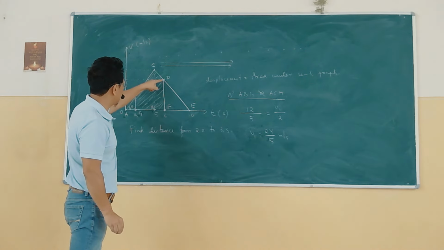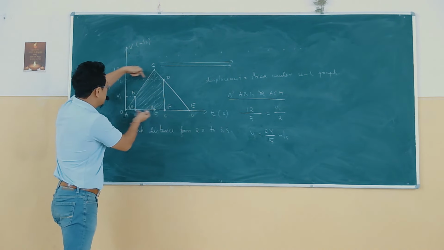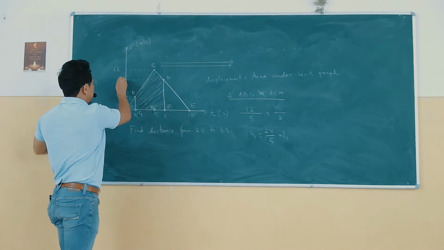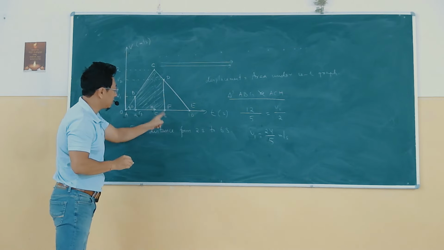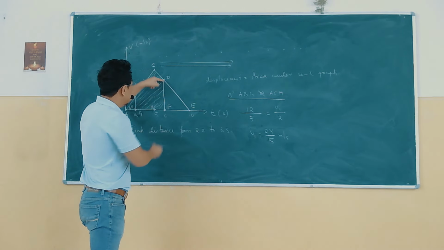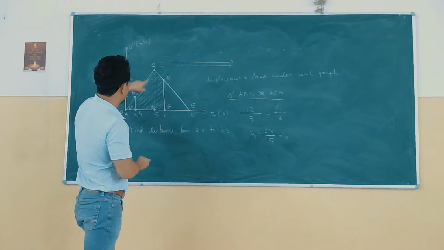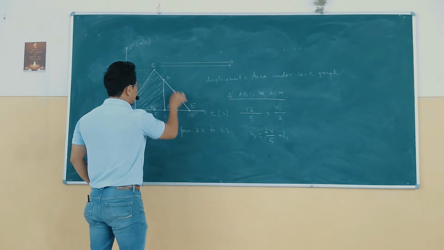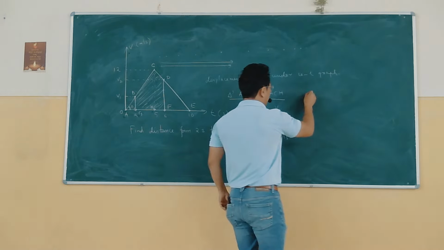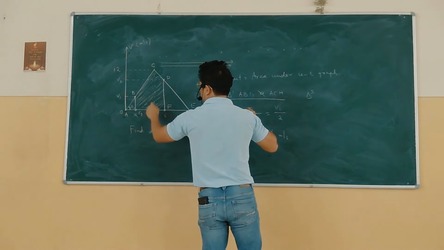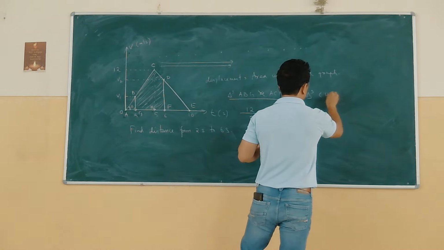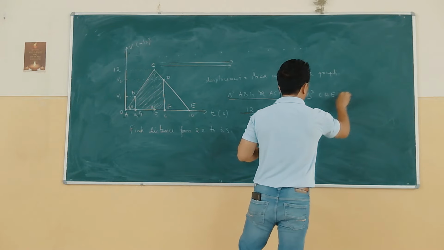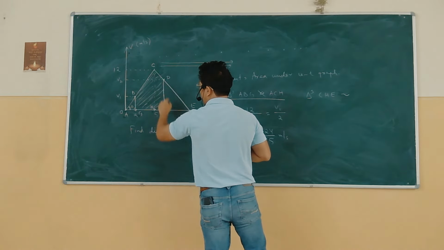Similarly, let us try to find V2. V2 means this gap, right? Velocity at t equal to 6 seconds. To find this length, we can make use of this triangle and this big triangle. So again, triangle CHE is similar to triangle DFE.